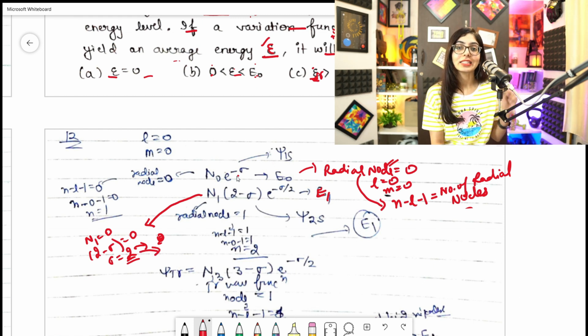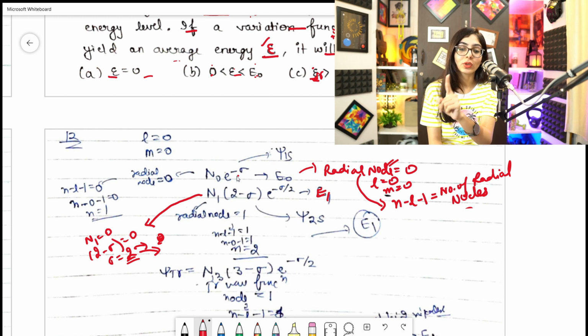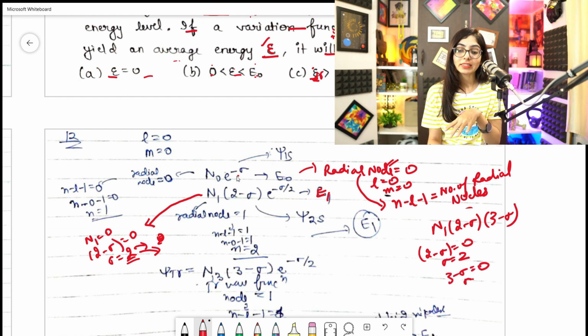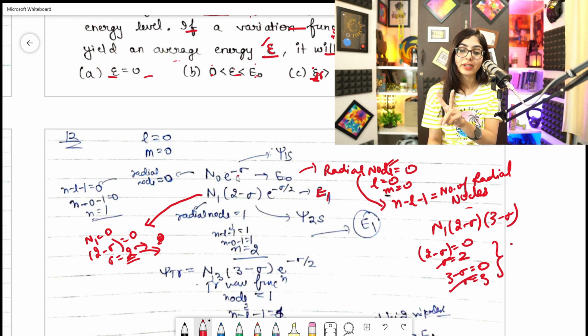The number is 1, like sigma has only one value. Suppose it was N1(2 − σ)(3 − σ), then it would have been like this: 2 minus sigma is equal to 0, so sigma is equal to 2, and then 3 minus sigma is equal to 0, so sigma is equal to 3. Now there are two radial nodes. One time the sigma value is 2, one time the sigma value is 3.